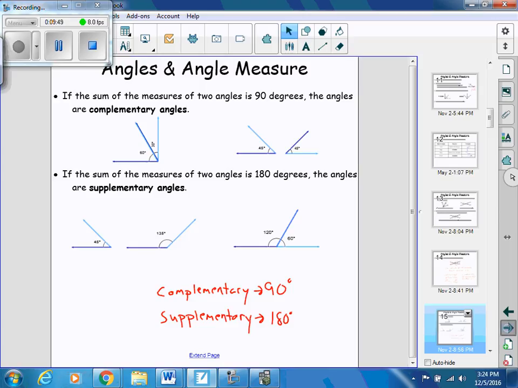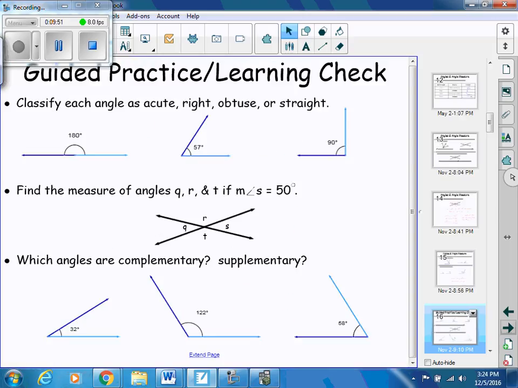All right, moving on. Some guided practice here. It says classify each angle as acute, right, obtuse, or straight. So this first one. Now again, if you'd like to pause the video and then try these on your own and then come back and check your answers, perfectly fine. I'd encourage you to do that. Otherwise, here we go. This first one, 180 degrees, that's a straight angle.